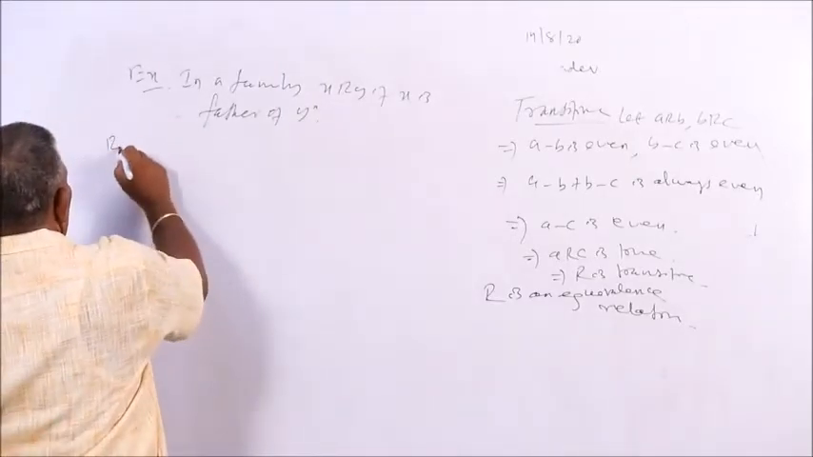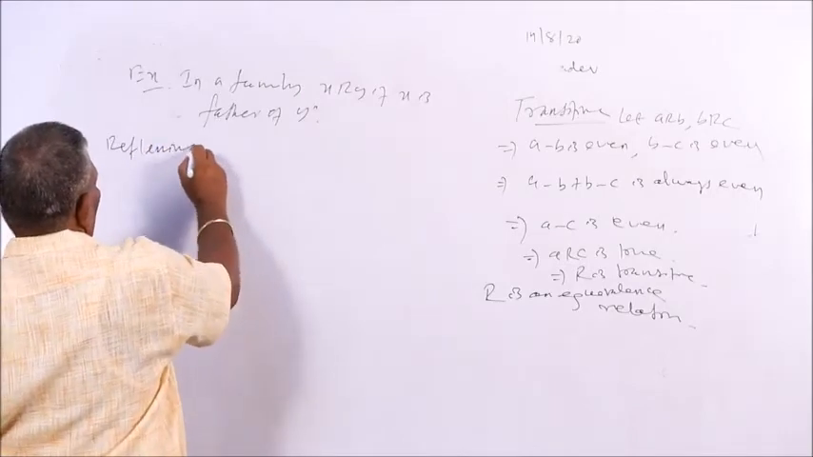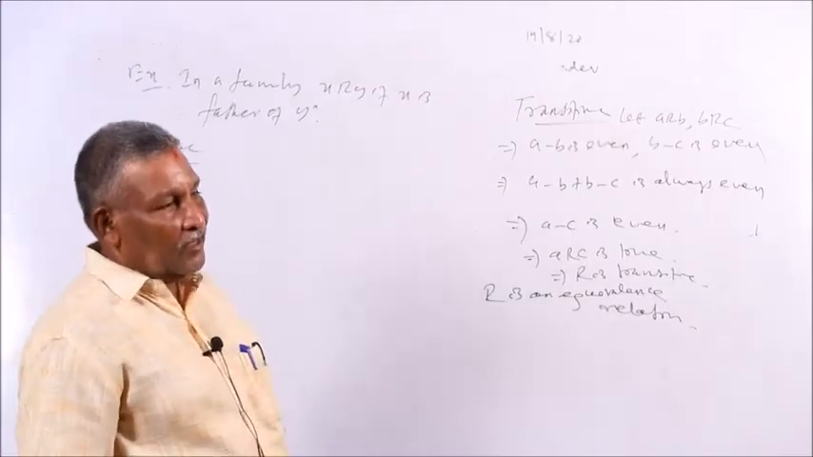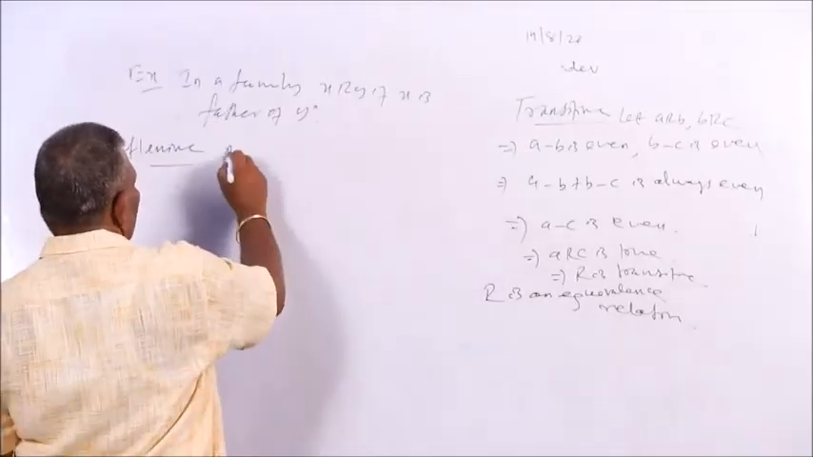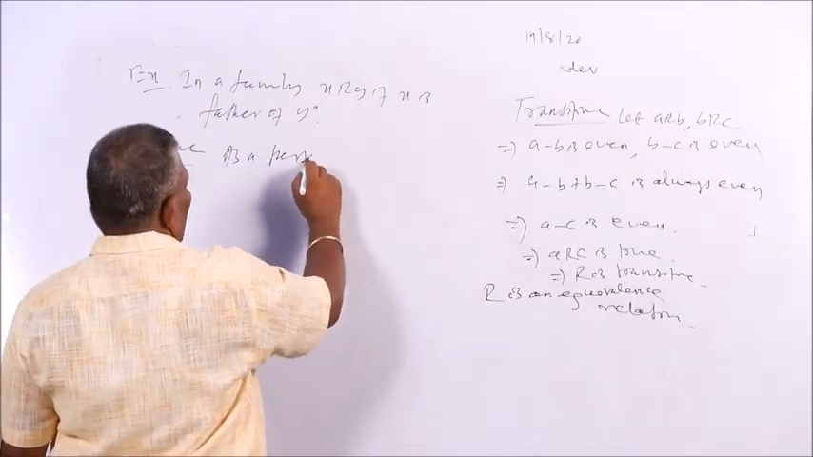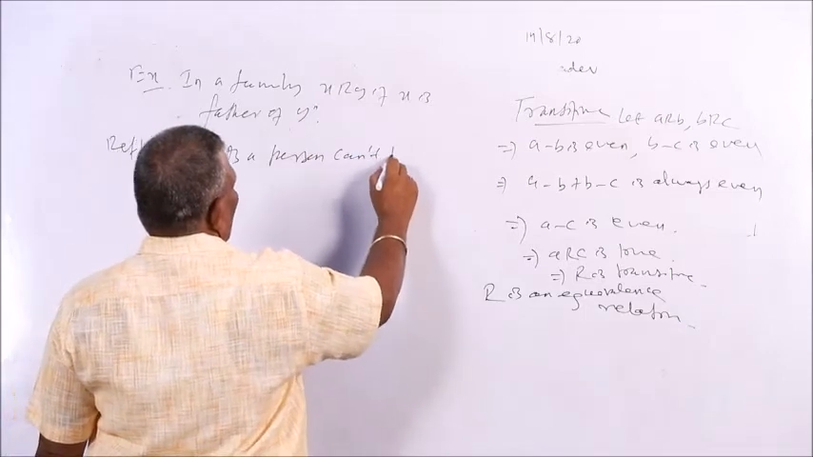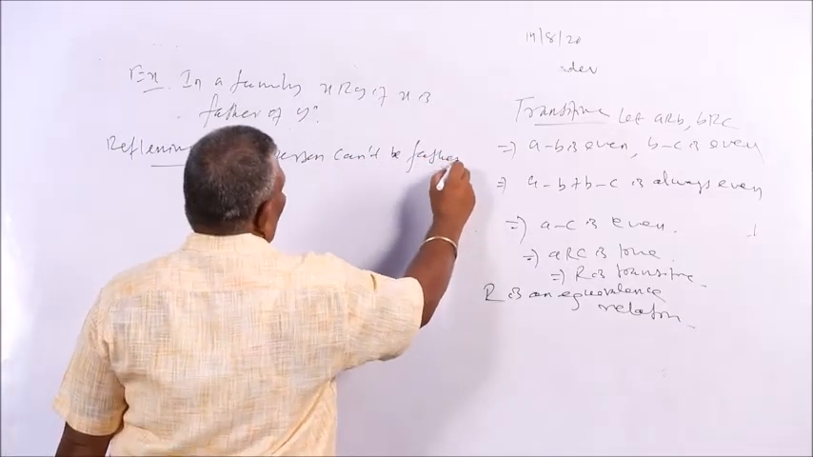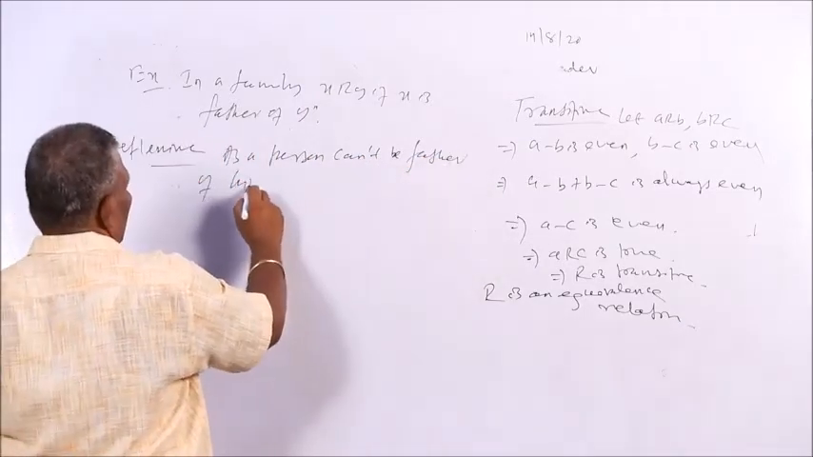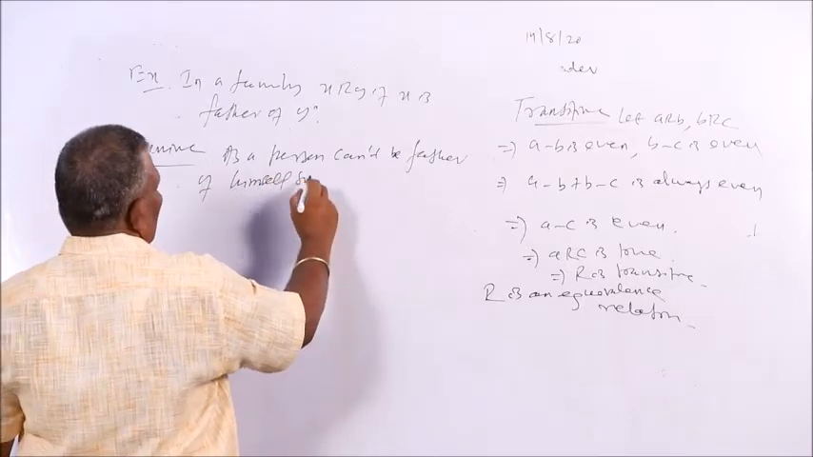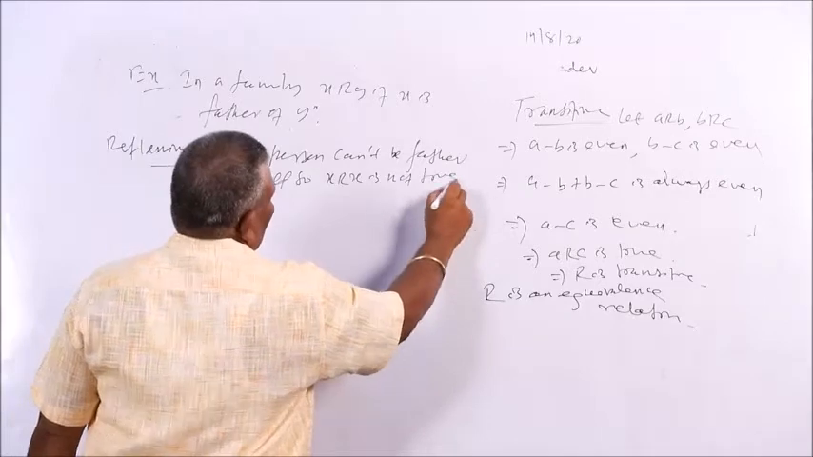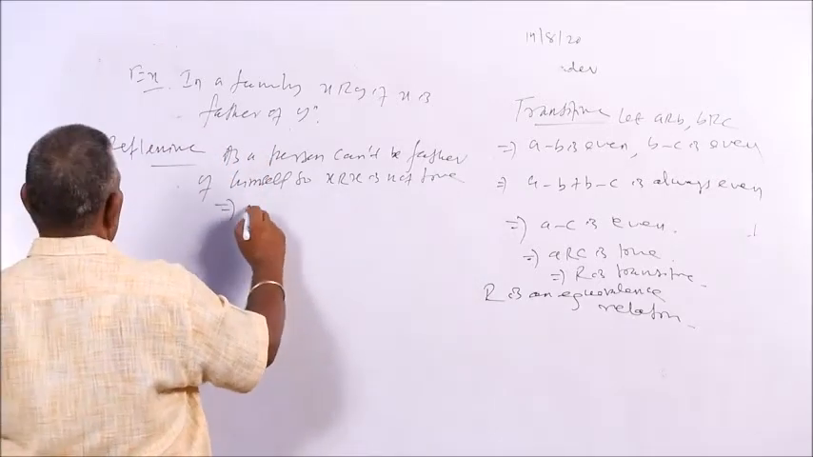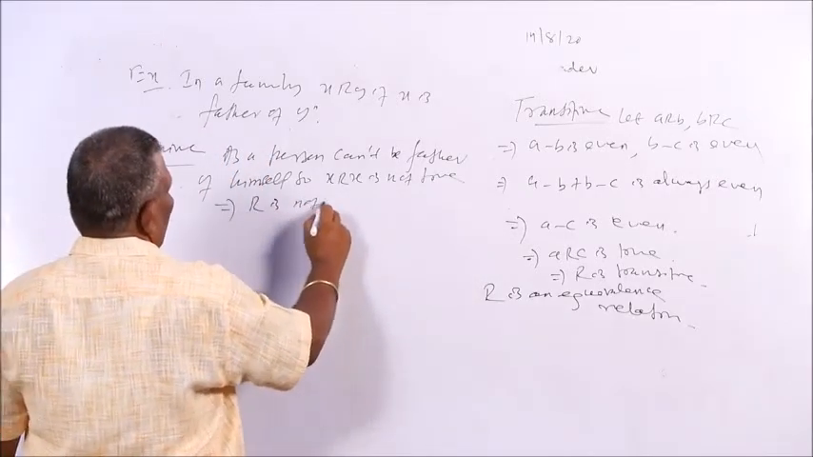So let us come first to reflexive property. A person cannot be father of himself, so X related to X is not true. That implies R is not reflexive.